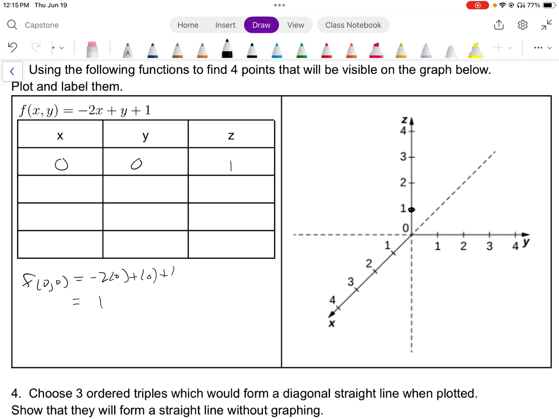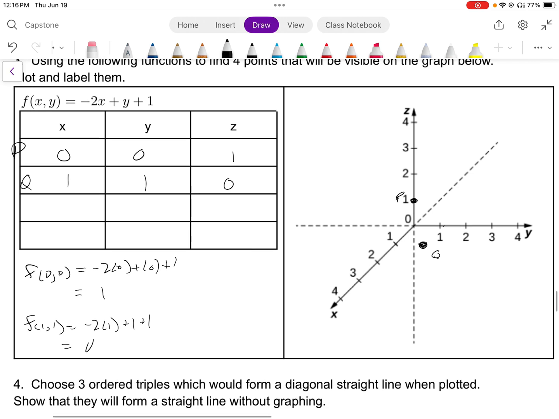Now we just have to do 4, so we can choose whatever we like. Let's do f of 1, 1. It's going to be -2 times 1 plus 1 plus 1. That's going to be 0. So 1 and 1 and 0. There you go. So let's call this point P. Let's call this point Q.